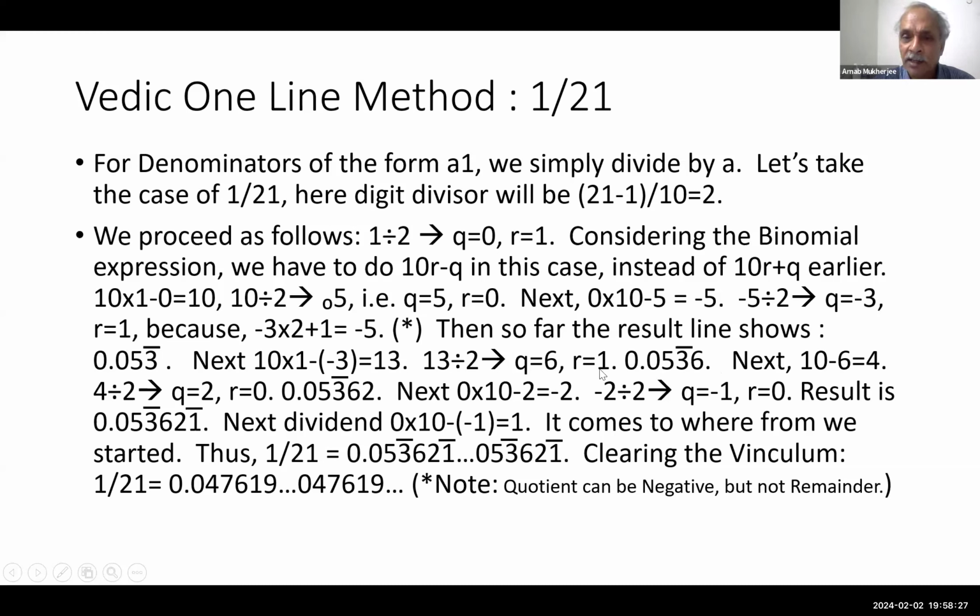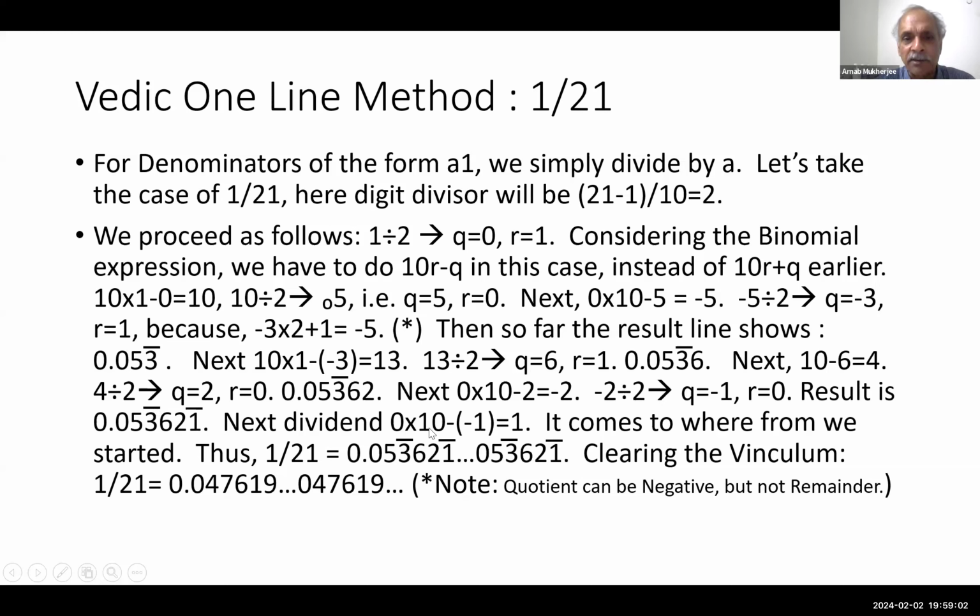Now this 10, instead of 10 minus 6, into 10 plus 6 into 10 minus 6 is 4. So 4 divided by 2 is 2 quotient and 0 remainder. So 0, 5, 3, 6, 2. Now again, it will become negative. 10 into 10 will become negative. This negative divided by 2 is, quotient is -1 and remainder is 0. Result is 0.053 vinculum 6 2 1 vinculum.